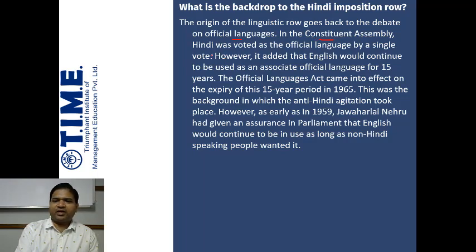In the Constituent Assembly, Hindi was voted as the official language by a single vote. However, it added that English would continue to be used as an associate official language for 15 years. Obviously, we were under the Britishers' rule, and of course Lord Macaulay also brought Western education into India. So we were used to English. Most of the functioning with the administration, with the government, was in English. So for at least 15 years, we said that English would be the associate official language.